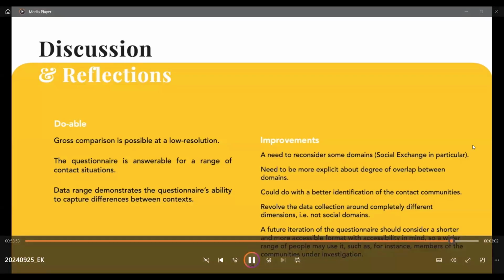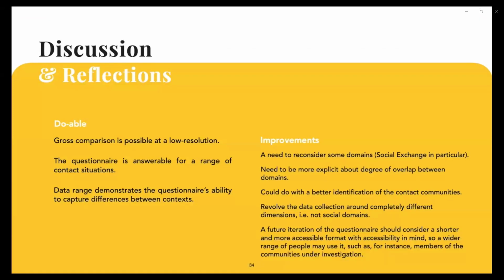to fill out this questionnaire. And I think, again, the data range demonstrates that the questionnaire is able to capture differences between contexts, that we're not ending up with answers where everybody's like, I don't know, it's just the midpoint, but the range is hopefully demonstrating something that is at least qualitatively different between the communities.